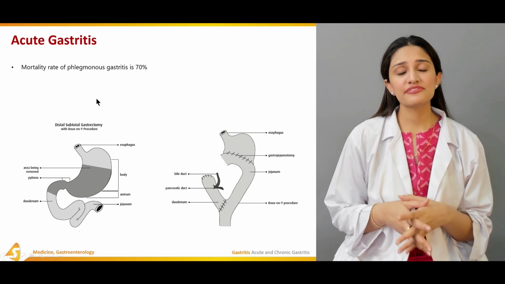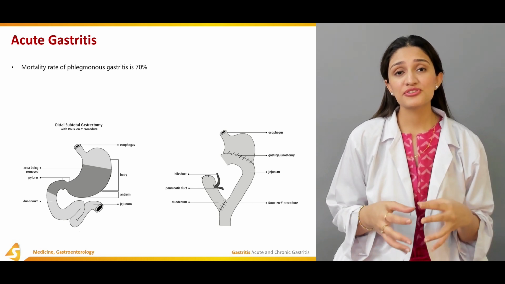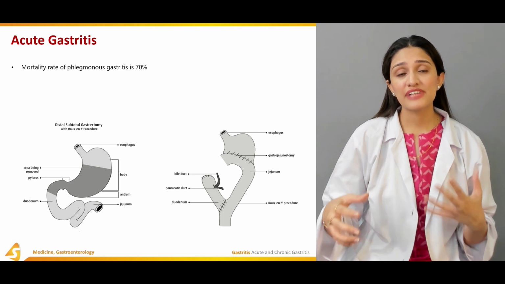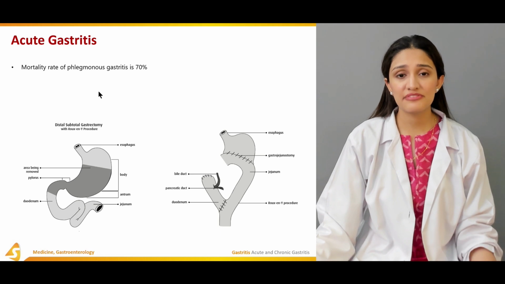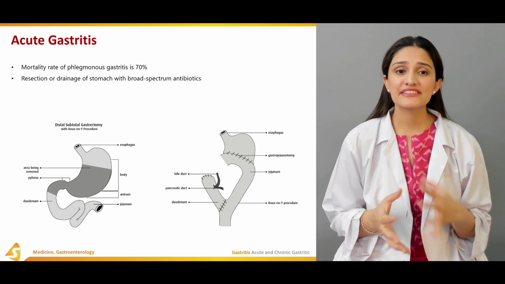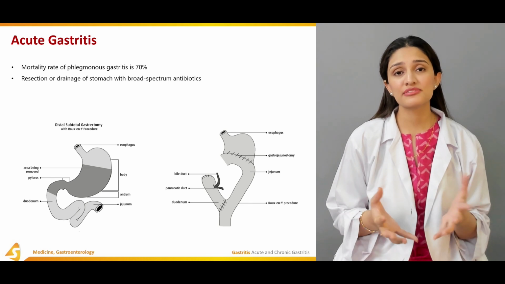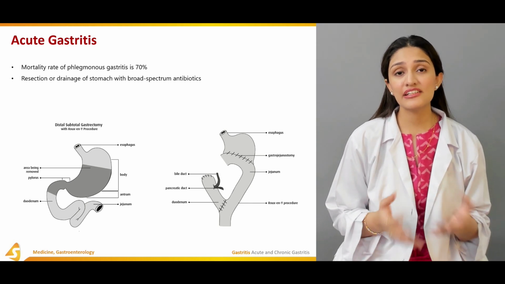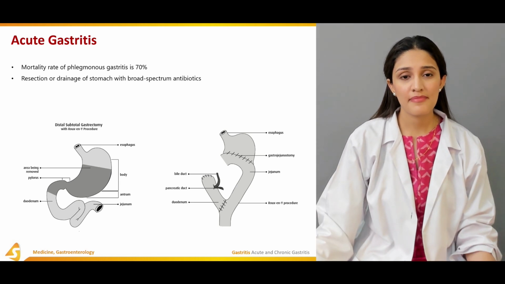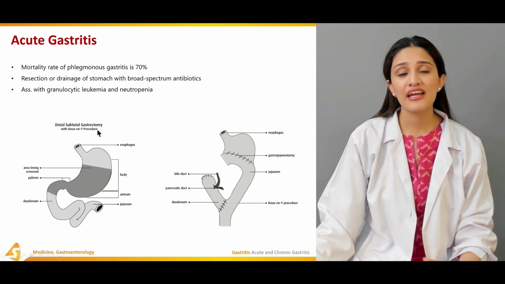The mortality rate of phlegmonous gastritis is 70% because this is usually misdiagnosed and the treatment is usually initiated very late. That's why the mortality rate of this type of gastritis is very high. The treatment option for acute gastritis is resection or drainage of the stomach with broad spectrum antibiotics, against E. coli, gram negative bacteria and Staph aureus. It is usually associated with granulocytic leukemia and neutropenia.